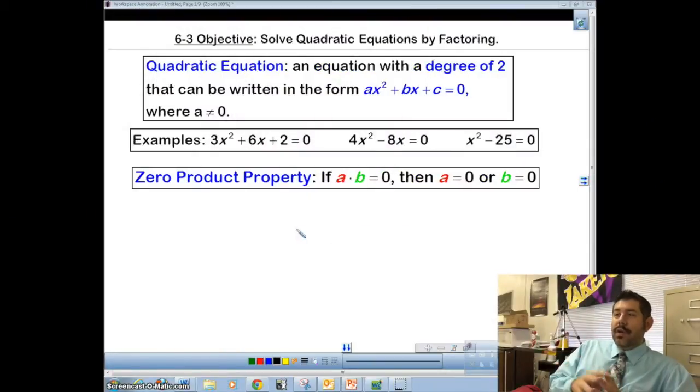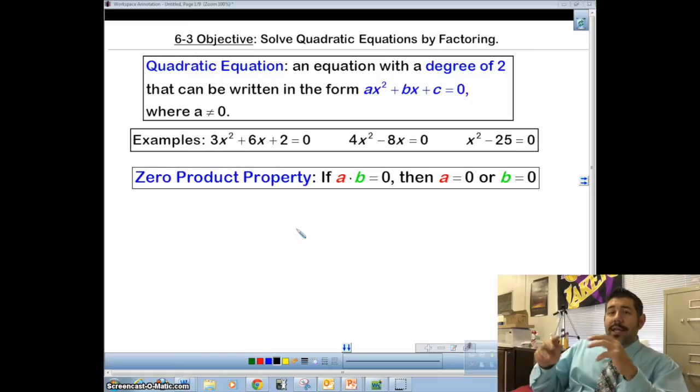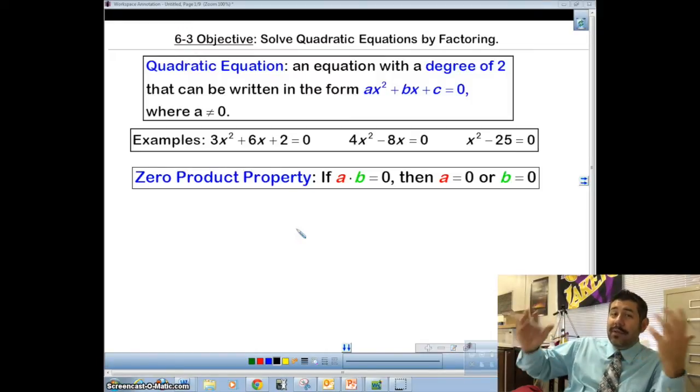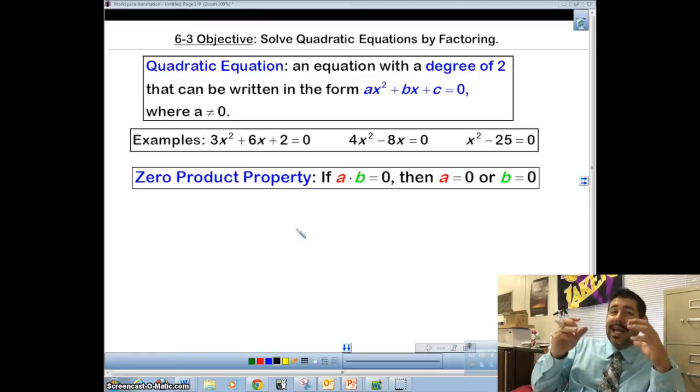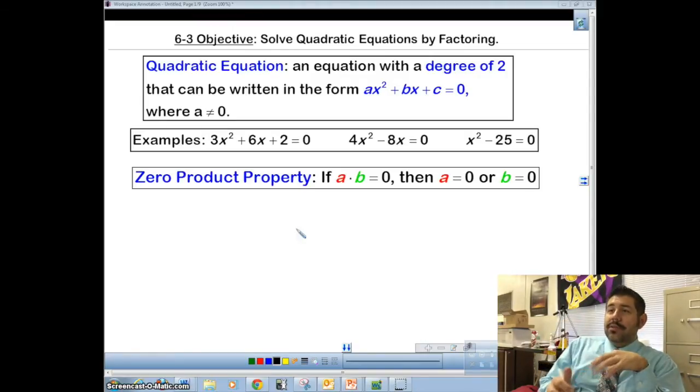And a quadratic equation, just so you remember, is a polynomial with a degree of 2: ax squared plus bx plus c equals 0, where a cannot be 0, okay? We don't want a to be 0, because if it was, we wouldn't have a quadratic, we'd have a linear. So it has an x squared in it. Some examples are right there.